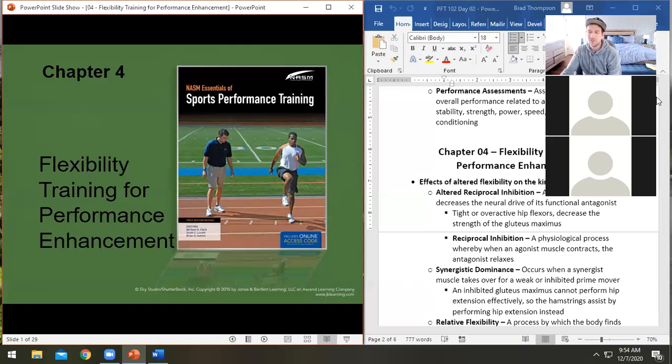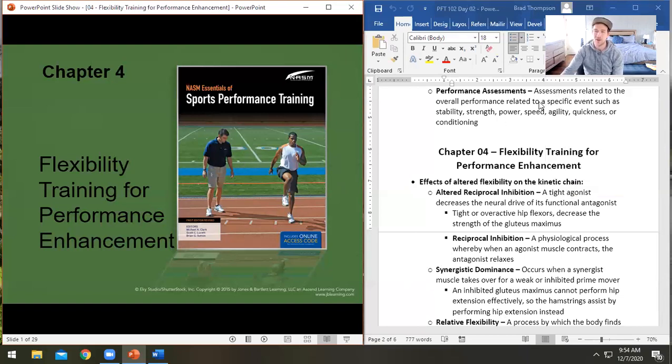All right, let's look at flexibility. So Charlie, it's official. We're gonna finally talk about how many reps and stuff. So this is how we write flexibility programs. This is how we write our warm-ups.